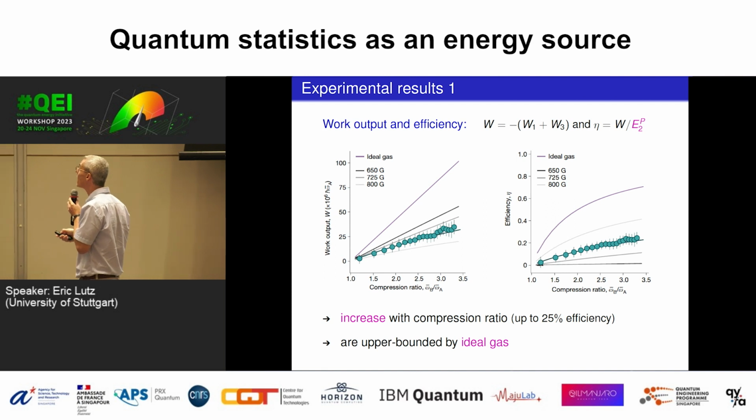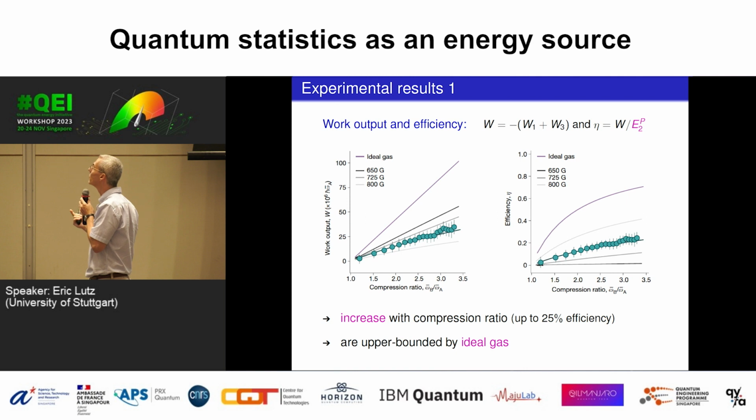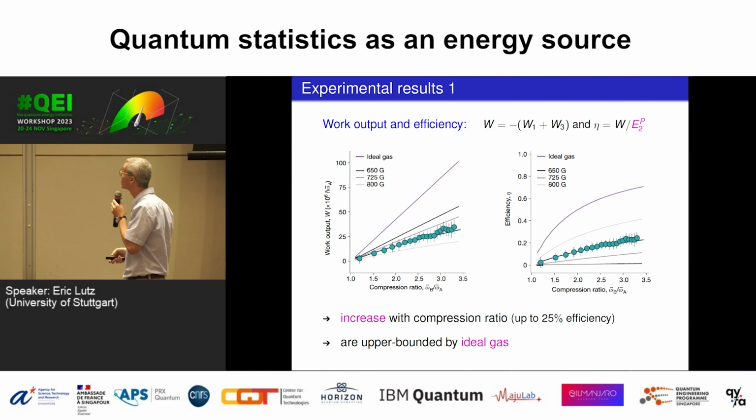So on the left-hand side, we have the work output as a function of the compression ratio, so the difference between the frequency of the trap at the beginning and the end. And we see that it nicely increases. So you get more out by increasing the compression ratio. This is the change that you obtain by going from your normal car engine to a Formula One engine. They have a much higher compression ratio. That's the reason they are slightly faster than your car.